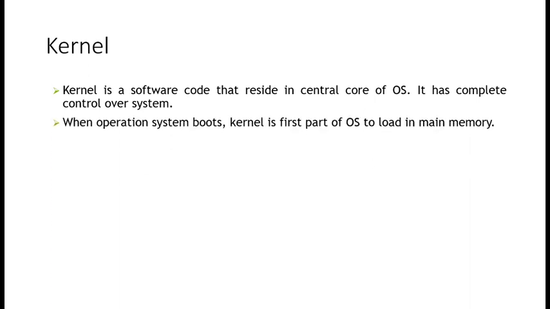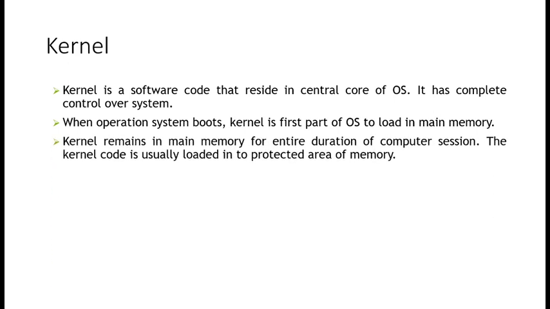When the operating system boots, meaning when the operating system is started, the kernel is the first part of the operating system to load in the main memory. That means when the operating system is getting loaded in the RAM, first of all the kernel is the first part that will be installed in the RAM. Kernel remains in the main memory for the entire duration of the computer session. The kernel code is usually loaded in the protected area of the main memory.